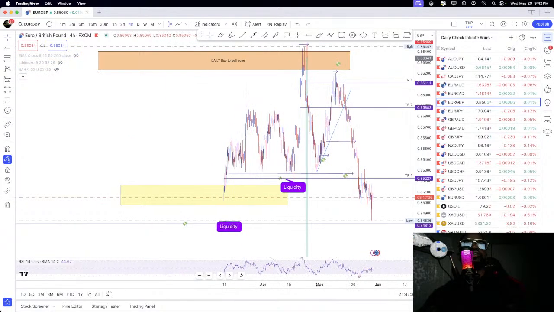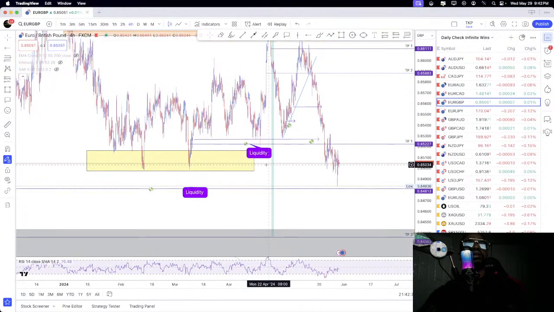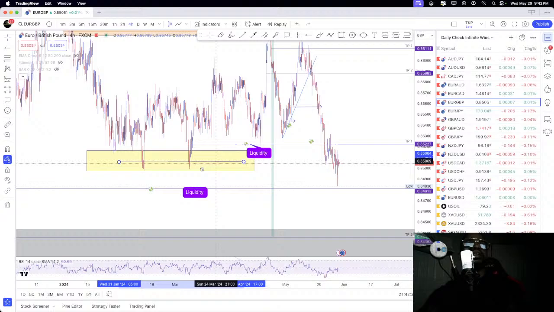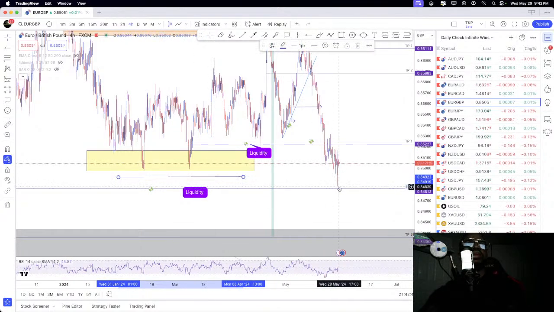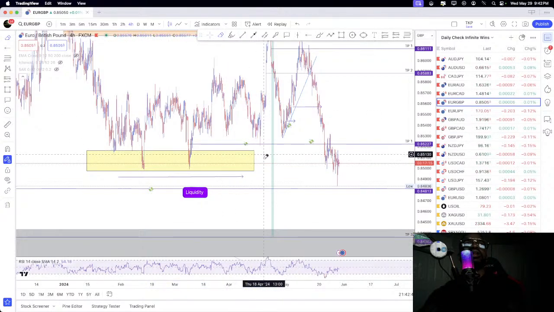So let's tighten up this chart. Let's see what we got. Price created liquidity here, but this candle dropping beneath captured all of that liquidity.